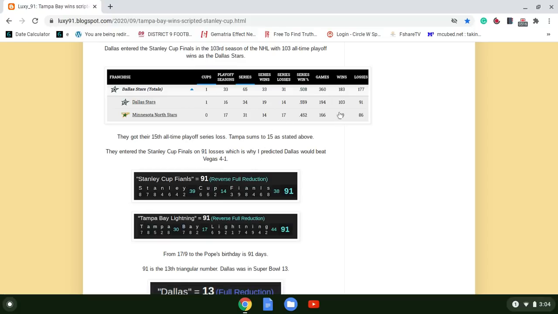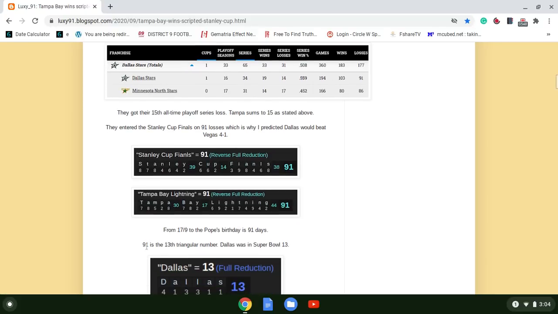So notice how the 91 losses, they entered the Stanley Cup final with 91 losses. The Tampa Bay Lightning won 4 games, giving them 91 all-time playoff wins. Like how Stanley Cup Finals is 91, Tampa Bay Lightning is 91. From the date the Lightning advanced to the Stanley Cup, September 17th, to Pope Francis' upcoming birthday is 91 days. We're going to touch a little bit more on Pope Francis, the first publicly Jesuit pope.